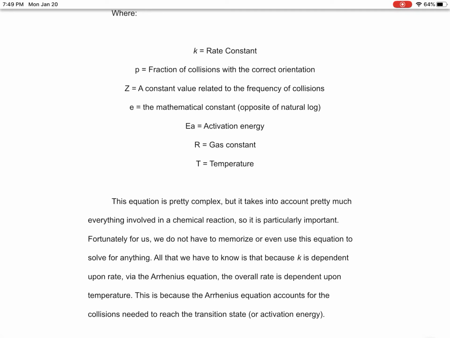It's a little confusing. Basically, we just need to know what the Arrhenius equation tells us and all of the pieces that are related in that, okay?